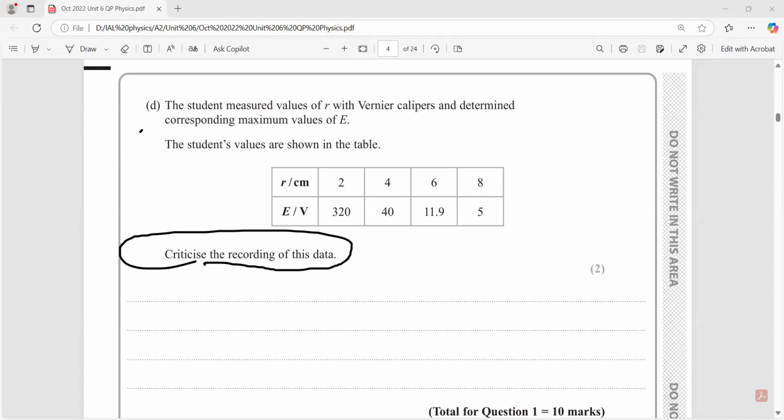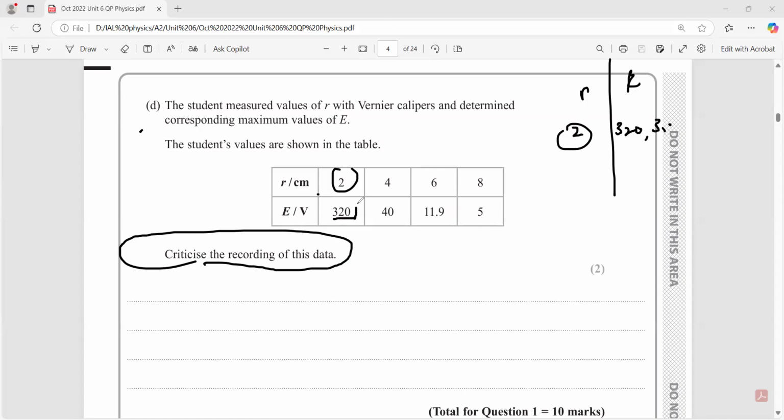First thing, you can clearly see that there is no repetition. Like the student did for 2 centimeter, but he did not repeat anything for 2. It should be like R is 2, then he should repeat for 2, and another EMF value should be there. 320 is there, 319 something, but there is no repetition for the value of R. So no repetition, that is one thing.